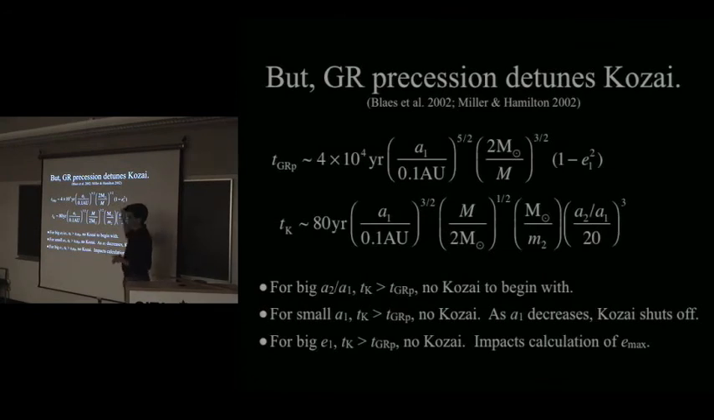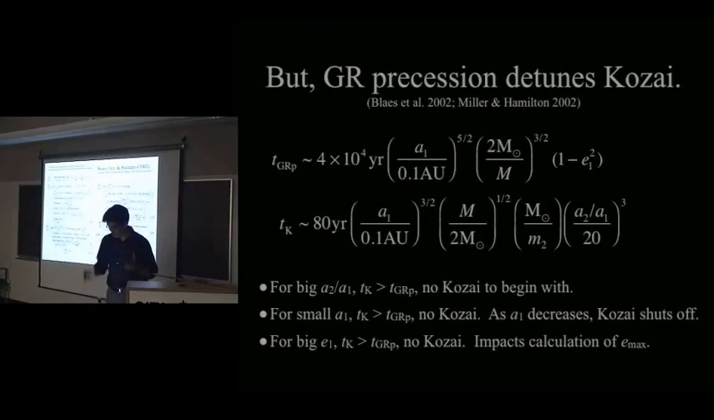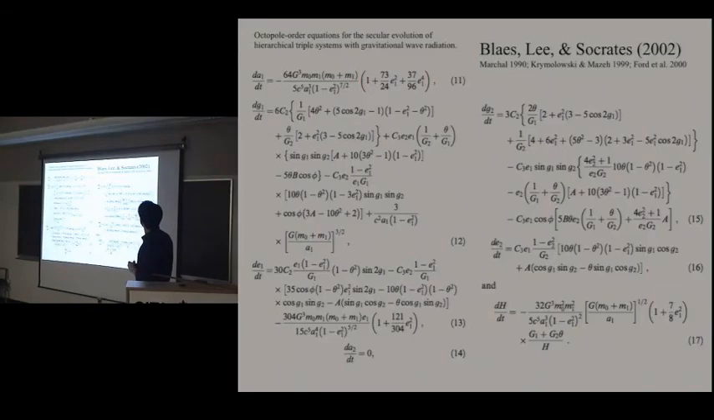General relativistic precession does detune Kozai, and in fact, the general relativistic precession time is pretty short for the type of binaries we're talking about, and it also has an eccentricity dependence. So as the thing is driven to high eccentricity, GR precession time can be shorter than the Kozai time, and you detune Kozai. So that's why you need to solve the whole system. So these are the equations of Blaes and Socrates.